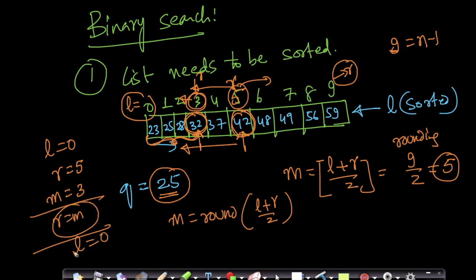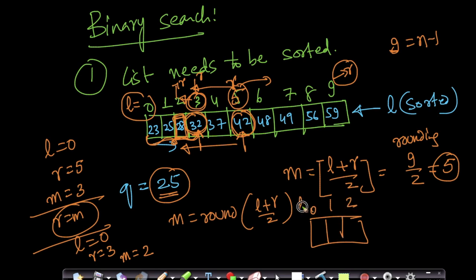Now my L equals 0 and my R equals 3. Now what will my M look like? My M will be 2: 0 plus 3 by 2, and when I round it, I get 2. Now I'll go to the second element. Because my L is 0 and my R is 2, 28 is still greater than 25. So what is the subarray that I'm left with? I'm left with 0, 1, 2. This is my L, this is my R, and I have 23, 25 and 28. I know that in this subarray 25 should lie.